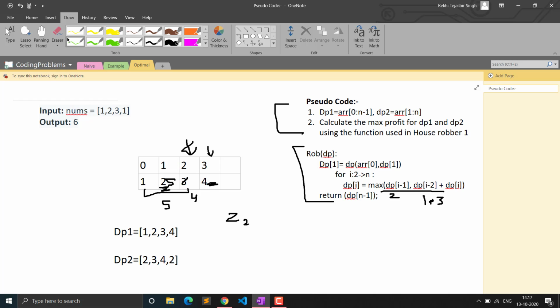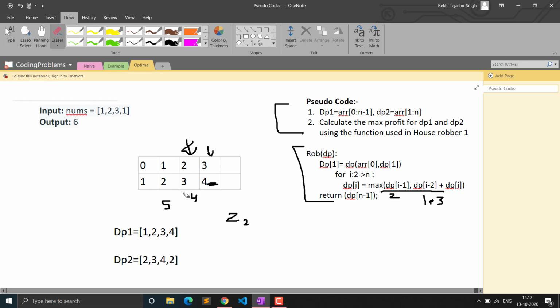Now again we will check. Let me erase this mess. So our i is at this point. We will check 4 plus 2, it will be 6. Is 6 greater than 4, which we were having here? Yes, 6 is greater than 4. So that means at this point we will update it to 6. So at the last we will have the maximum profit that we can get at the ending index, as we are using a dp array. So it will be 6, and we will simply return 6 here.